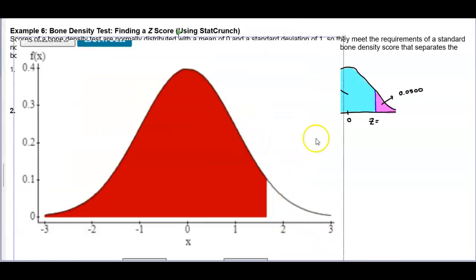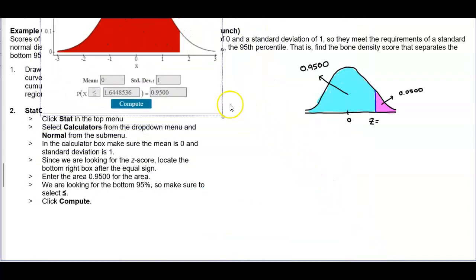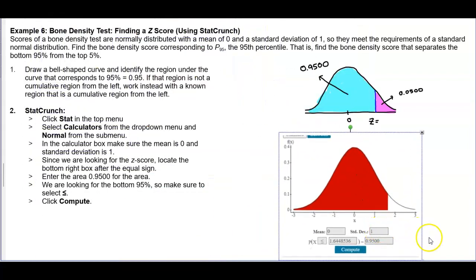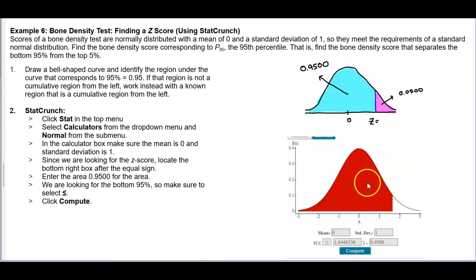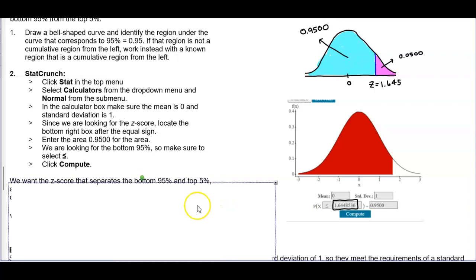You can see that this graph also represents the one that we have drawn. It looks very similar to this one. Now we want to find that value for our z-score. If you notice, we're going to round that to 3 decimal places, and that gives us 1.645, which represents our z-score. Since we know it's to the right of 0, it's a positive number, so you always want to check that as well.